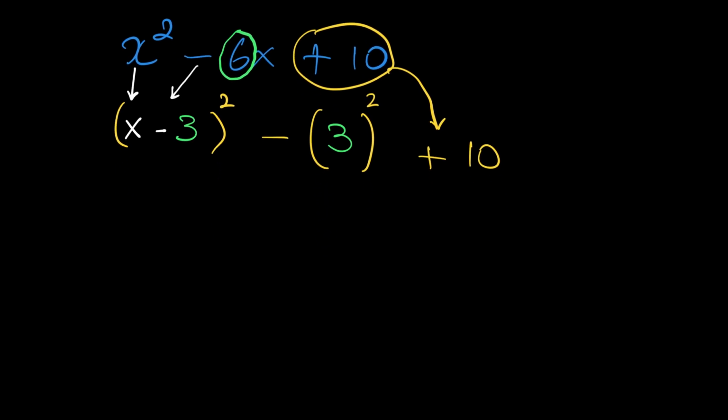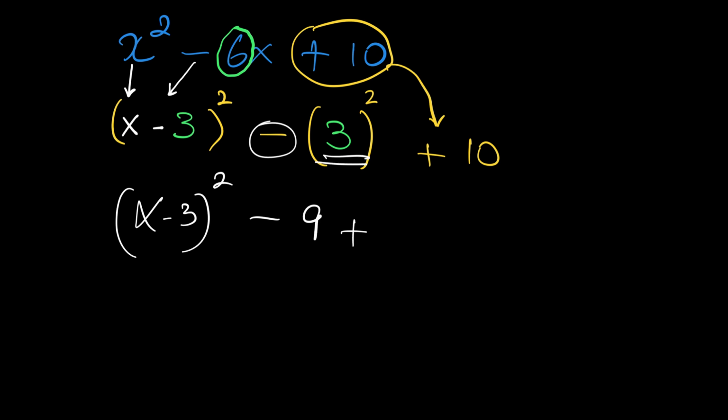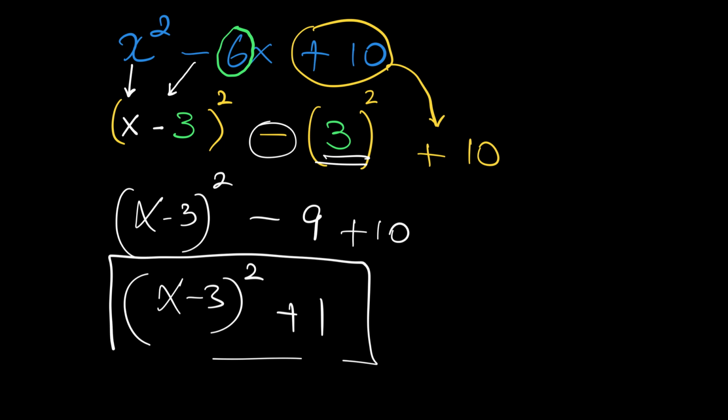Obviously I have to simplify a bit, so it'll be x minus 3 whole squared, minus 3 squared which is a minus 9, and then a plus 10. So we get x minus 3 whole squared plus 1, sorry. Okay, that's your completed square form.